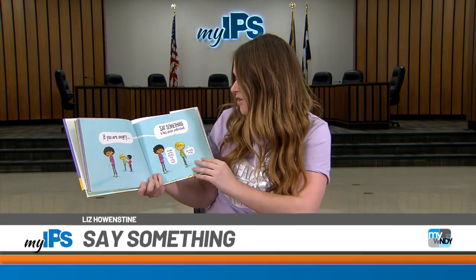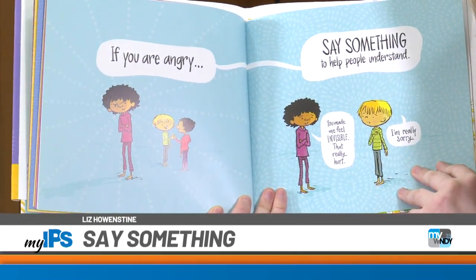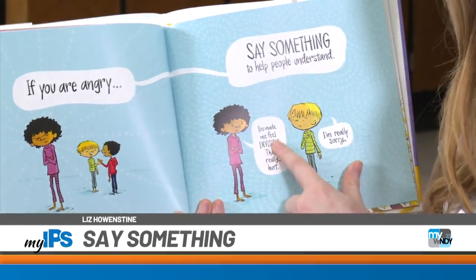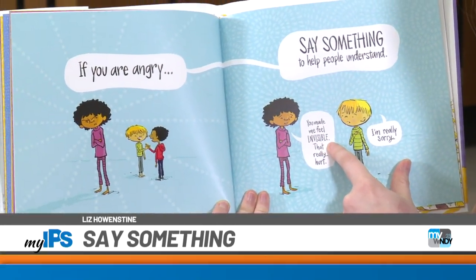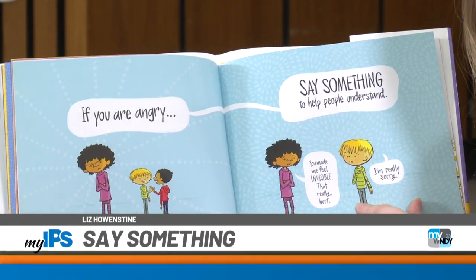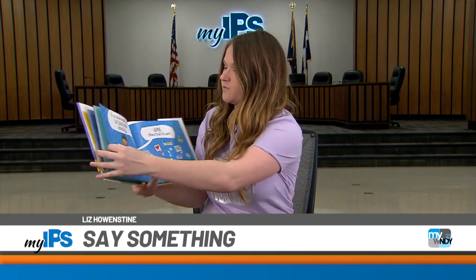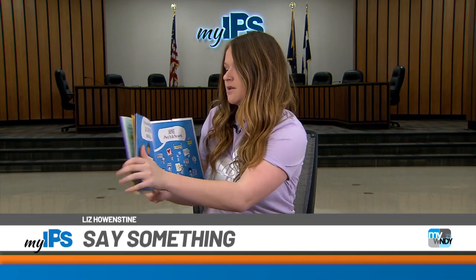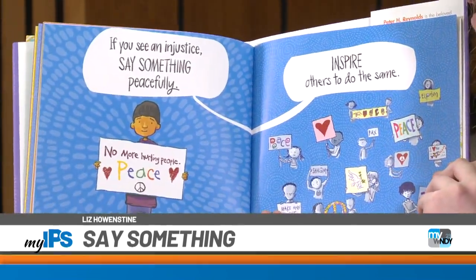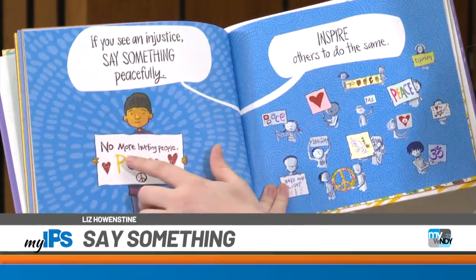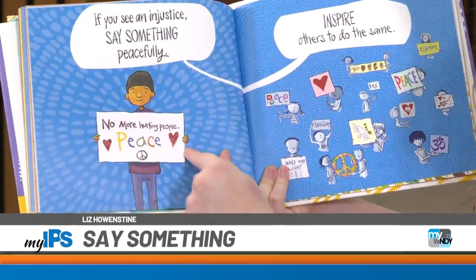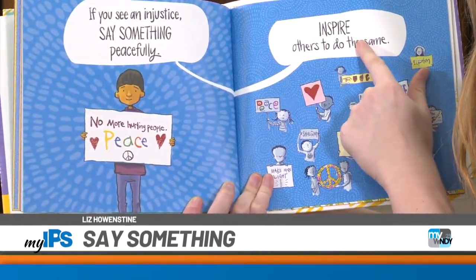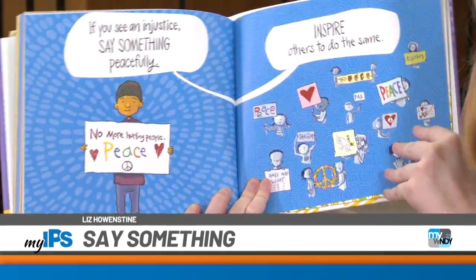If you are angry, say something to help people understand. You made me feel invisible. That really hurt. I'm really sorry. If you see an injustice, say something peacefully. No more hurting people. Peace. Inspire others to do the same.